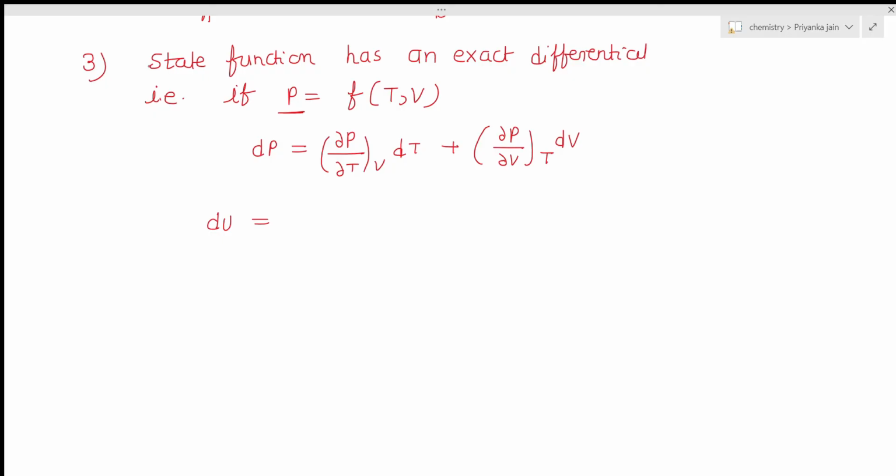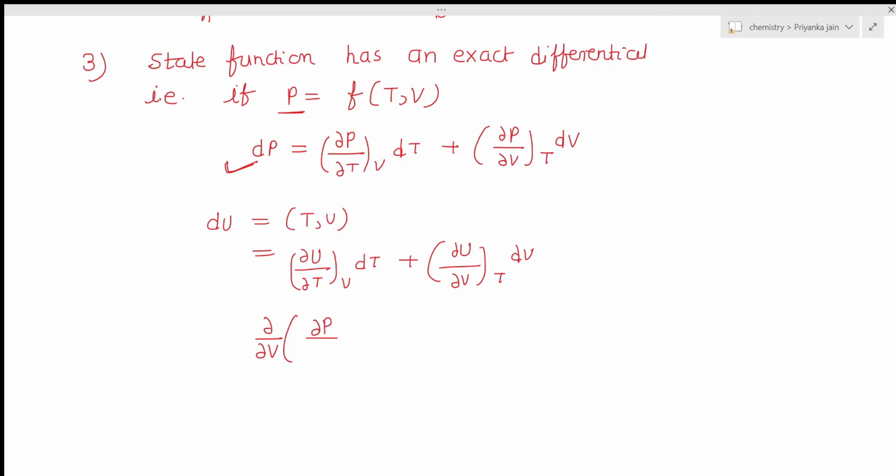U is a function of temperature and volume. Then we can write del U upon del T at constant volume dT plus del U upon del V at constant T dV, because these are exact differentials. Secondly, this will follow Euler's reciprocity theorem. It means for this dP, as I have told you, we can write the differentiation del P upon del T at constant V, and again do its differentiation with respect to V at constant temperature. This will be equal to del upon del T of del P upon del V at constant T, at constant V. It means this should follow Euler's reciprocity theorem.